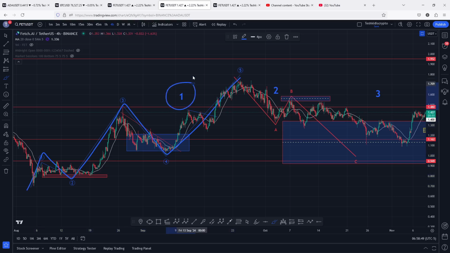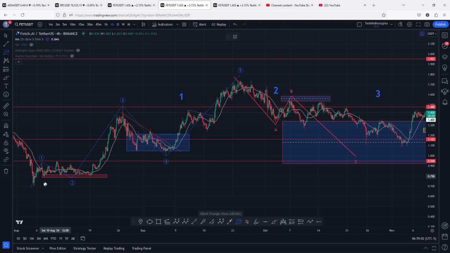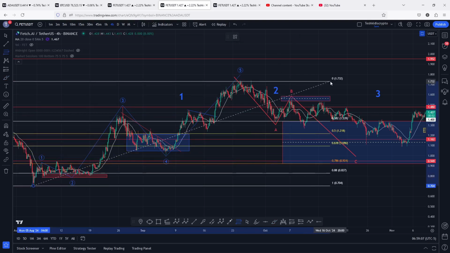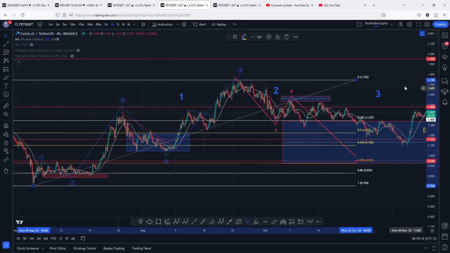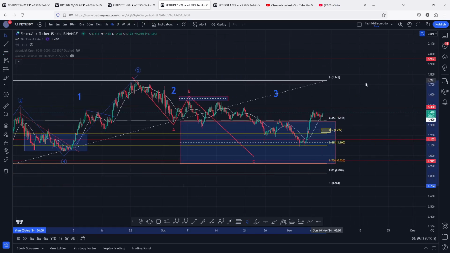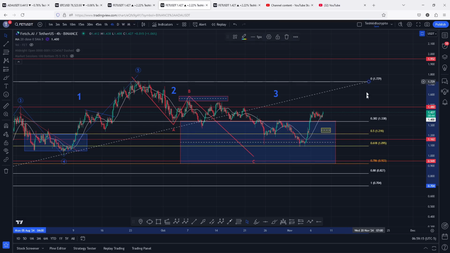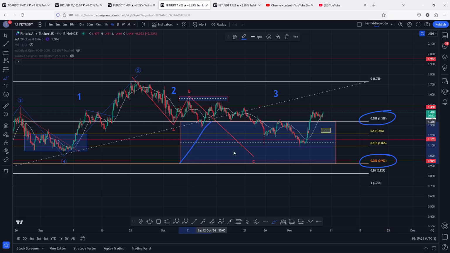And after we peaked in the formation of this larger Elliott wave 1, I was expecting that we are going to see a bit of a corrective structure in the formation of a larger Elliott wave 2, whose minimum target areas I gave you using the Fibonacci, connecting the fibs from the lows that we made on the 5th of August to the highs above the $1.745, giving me a minimum pullback target area between the fib level 0.382 and the fib level 0.786, and that is between the $1.338 and the $0.923, which is the area that I have marked here on the charts.